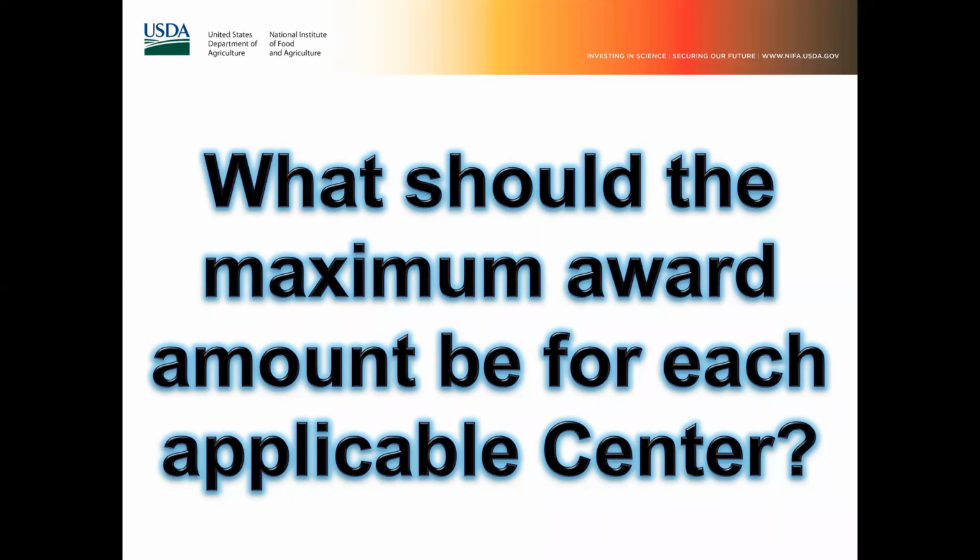Okay, next institution, North Carolina A&T. For North Carolina A&T, we recommend $1.1 million for student success and workforce development. For farming systems, rural prosperity, and economic sustainability, $1.34 million. For global food security and defense, $1.34 million. And for the new center, nutrition, health, wellness, and quality of life, $2 million. Okay, thank you.